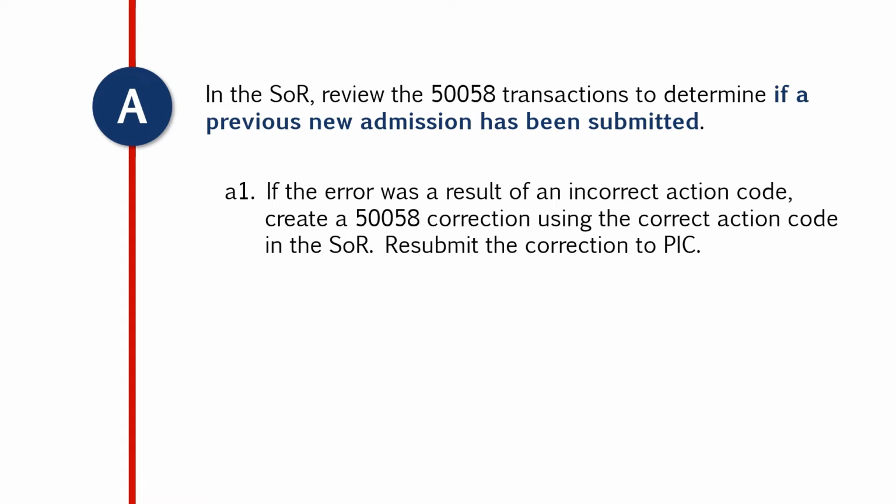If the error was a result of an incorrect action code, create a 50058 correction using the correct action code in the system of record. Resubmit the correction to PIC.